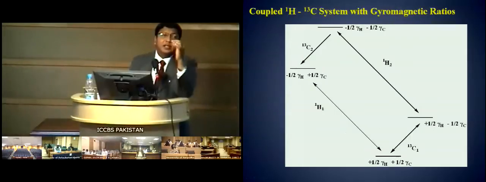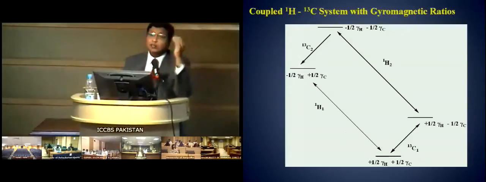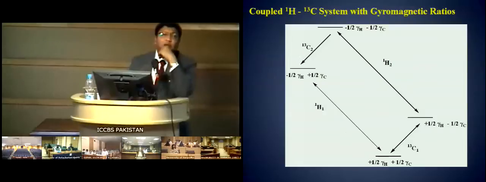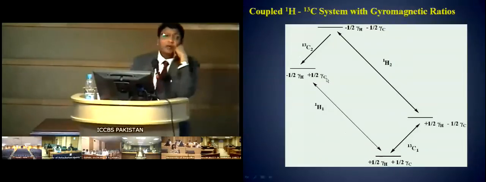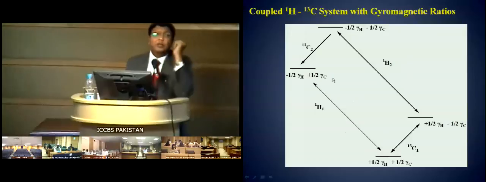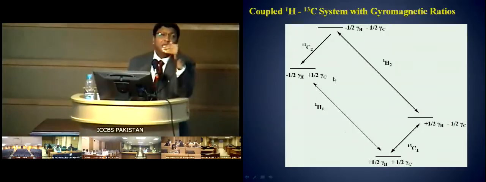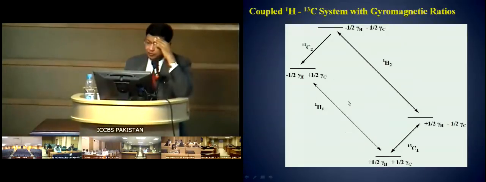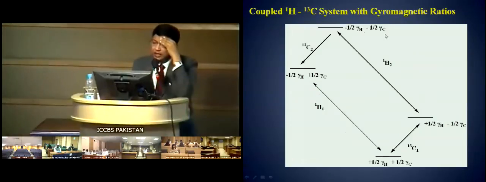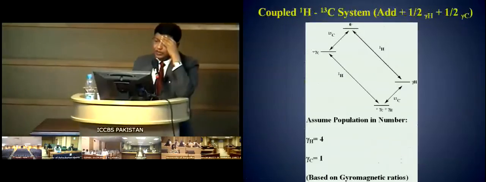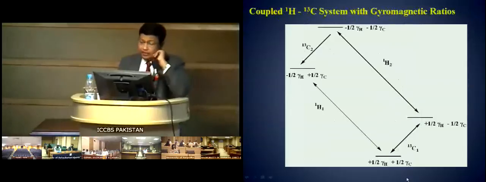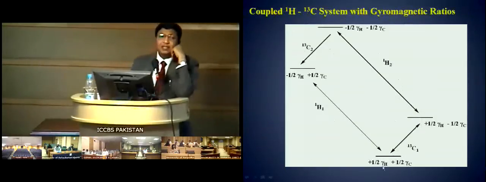In this case, if you forget the natural abundance and just remember the gyromagnetic ratio, you would know that the carbon signal would be one quarter of that for proton. So forgetting the natural abundance helps us understand what sensitivity level would eventually be achieved. But now it looks fine to me, and we can proceed further. But before proceeding, you can very easily add plus half gamma H plus half gamma C to all of them.